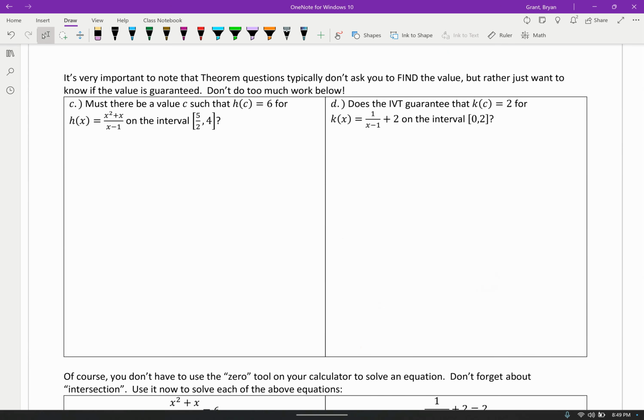It's pretty important to note that the theorem questions typically don't ask you to find the value, but they just want to know if the value is guaranteed. So let's not do too much work below. Right, we have 2 different equations here, and if again you have enough time, pause me and try those and then unpause it.